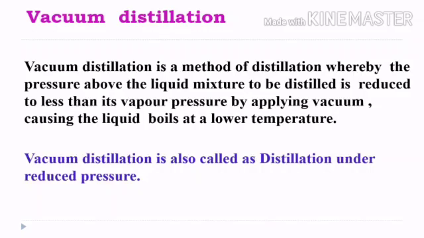Vacuum distillation is a method of distillation whereby the pressure above the liquid mixture to be distilled is reduced to less than its vapor pressure by applying vacuum. This is the way the liquid which is to be separated is made to boil before its boiling point. Vacuum distillation is also called distillation under reduced pressure.